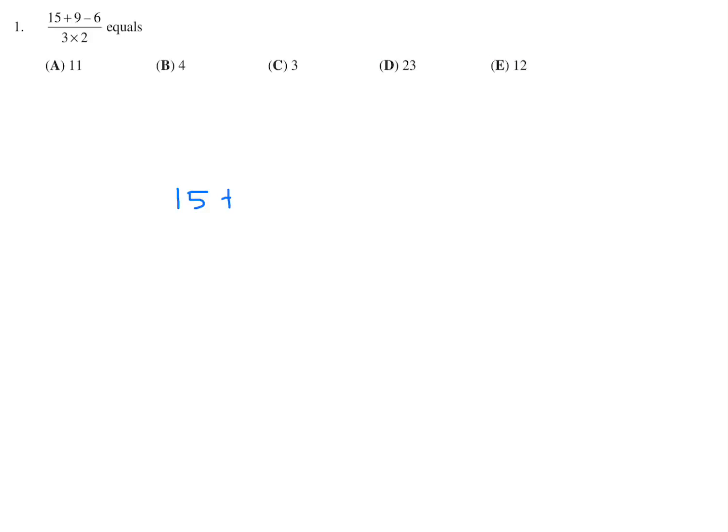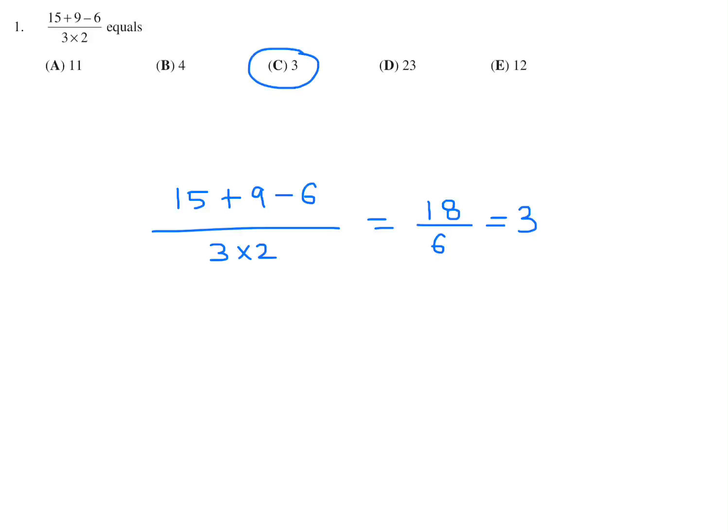15 plus 9 minus 6 divided by 3 times 2 equals. The numerator is going to be 24 minus 6, which is 18. Denominator is 6, and therefore 18 divided by 6 is 3. So number 1, the answer is C.